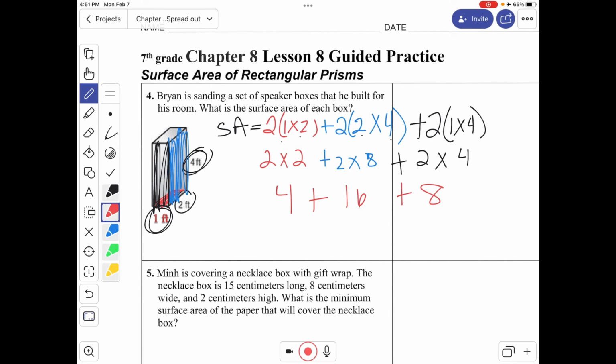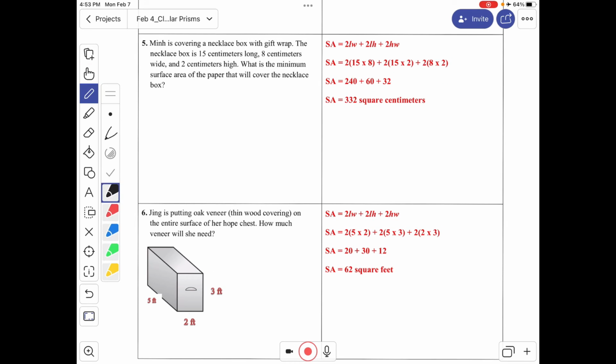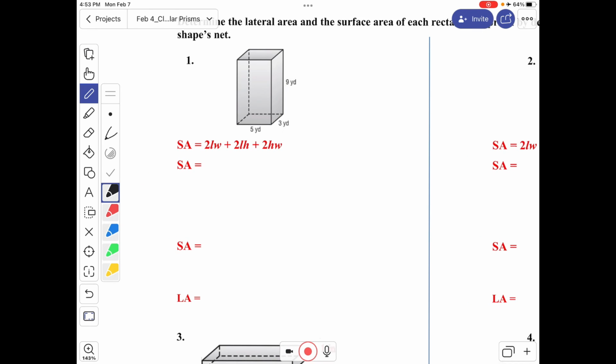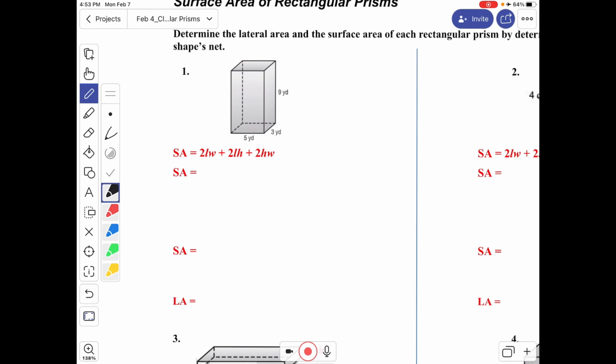And then we add all of those together. We get 28 feet squared. I'm going to skip these last 2 problems, although they are worked the same way. You would use each number twice. Let's look at the side that you're supposed to do. For example, number 1. Surface area. Use the pattern.